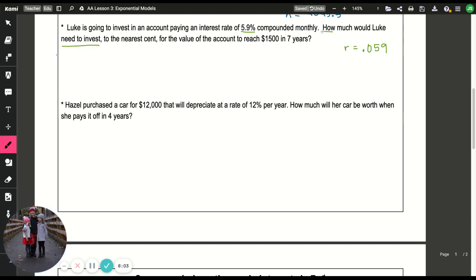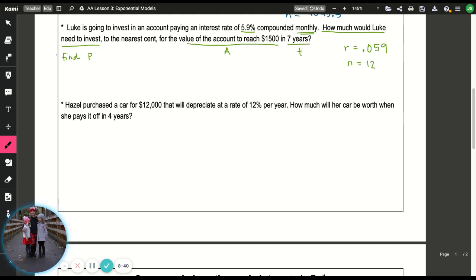How much would he need to invest? So this time is a little bit different. We're trying to figure out how much he puts in. So we are trying to find his initial amount, which is called the principal. We're trying to find P to the nearest cent. For the value in the account, that is the capital A, in 7 years. That is T, and I forgot to underline one, compounded monthly. Compounding, that's N, that's the number of times. If it's monthly, that is 12 times per year.